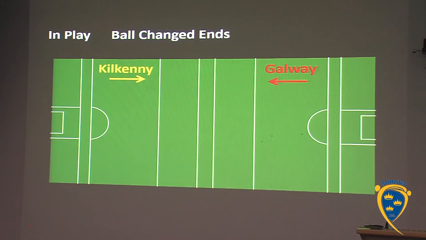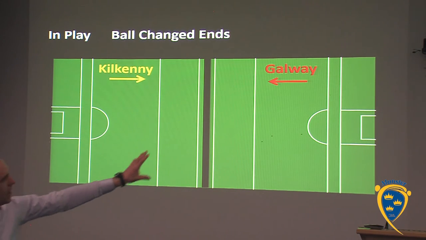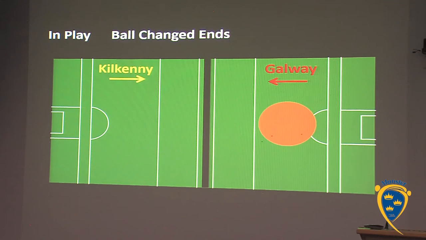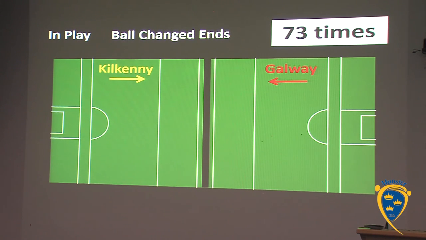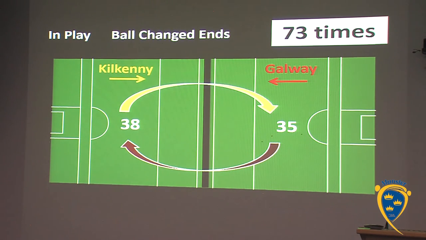What happens in the All-Ireland? If we think about dividing the pitch in half, with Kilkenny on the left and Galway on the right, the ball changes ends 73 times in that game. 73 times the players got the ball from end to end. Now, Kilkenny got it into the Galway half 35 times and Galway got it into Kilkenny half 38 times.